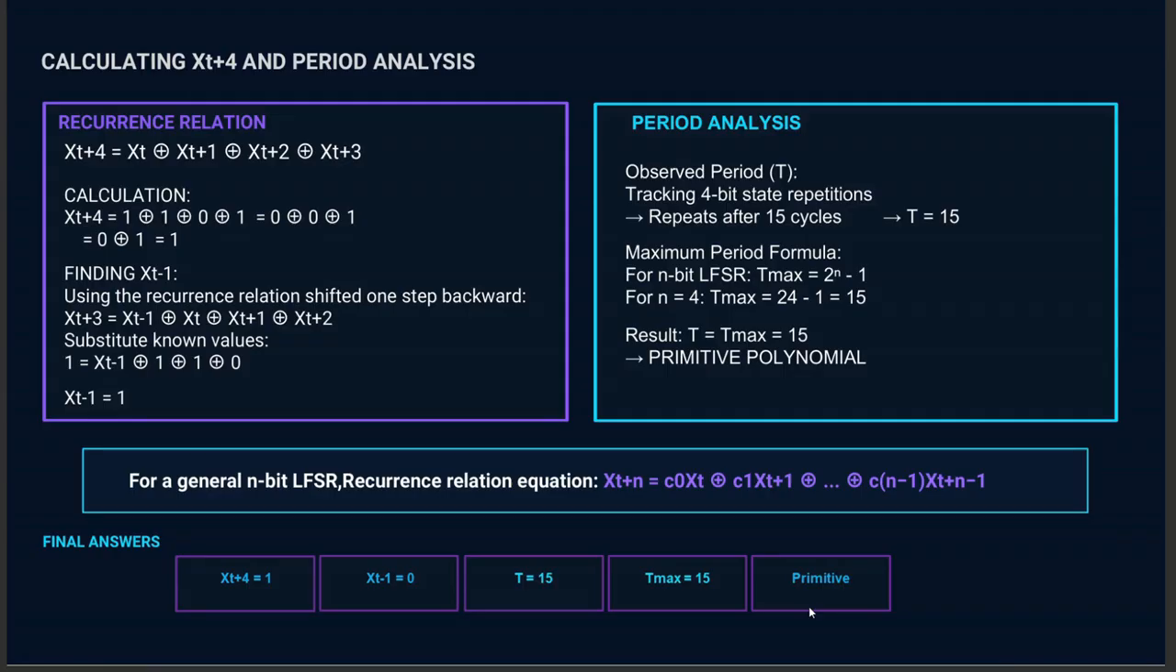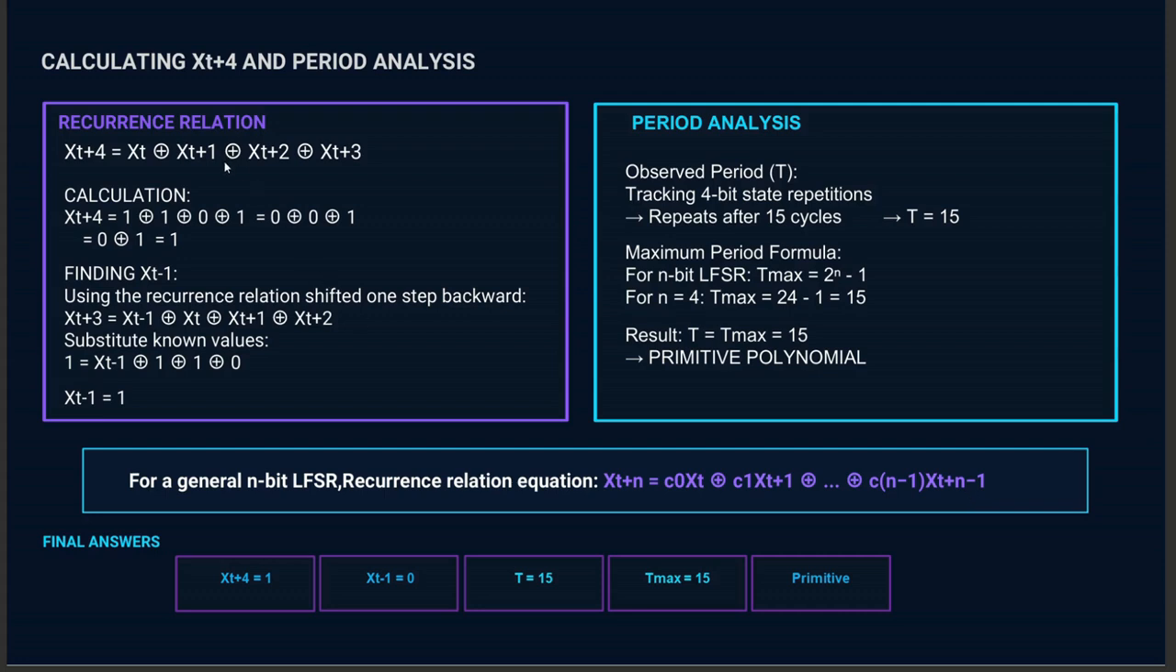Understanding the recurrence relationship. Like in an LFSR, every new bit is generated using a recurrent relationship. For a general n-bit LFSR, S(t+n) = C0 S(t) XOR C1 S(t+1) XOR ... XOR C(n-1) S(t+n-1). This equation tells us the next output depends upon the previous output and the tap connection.